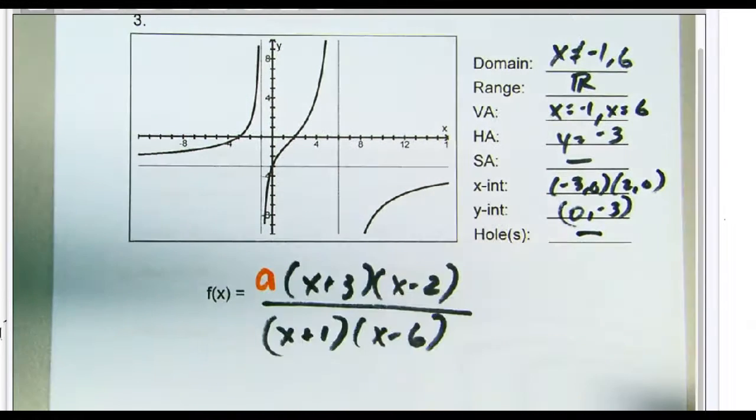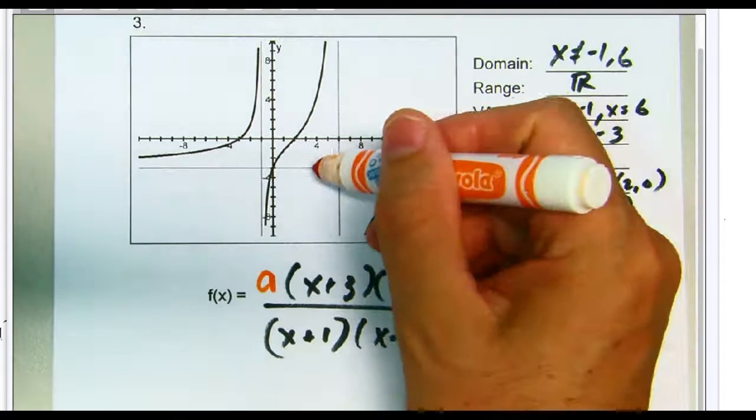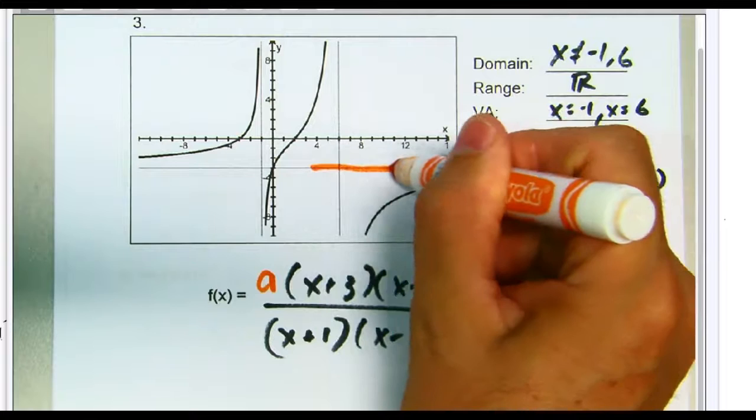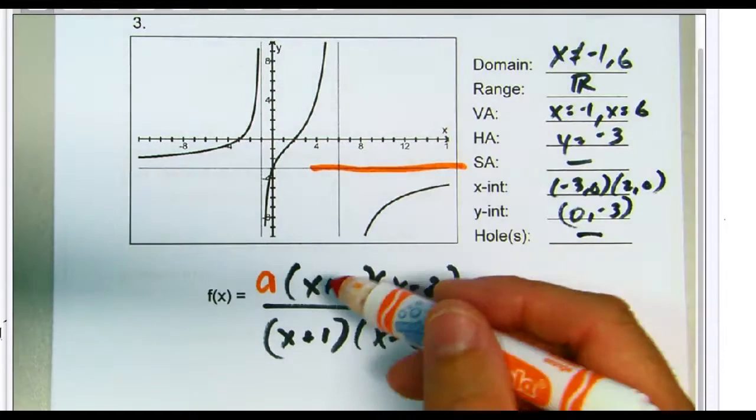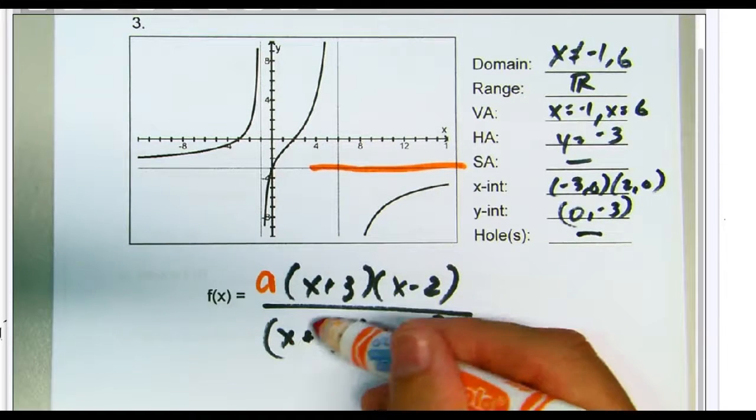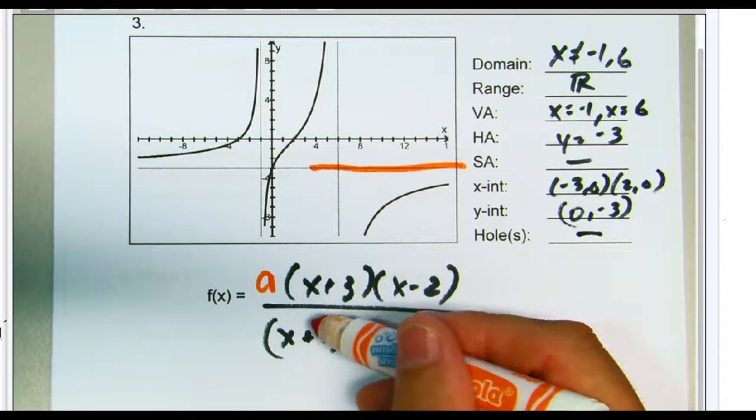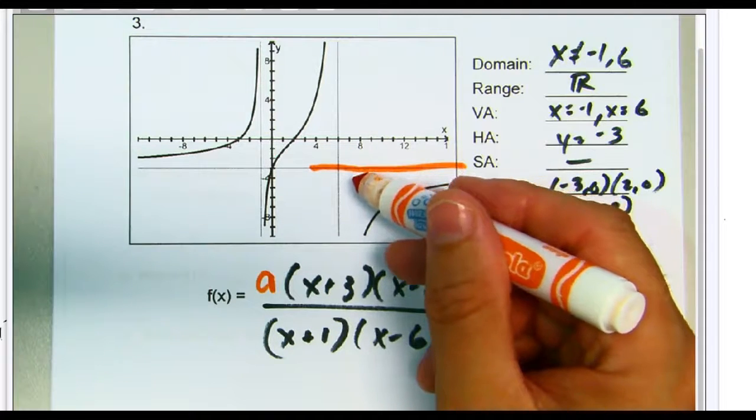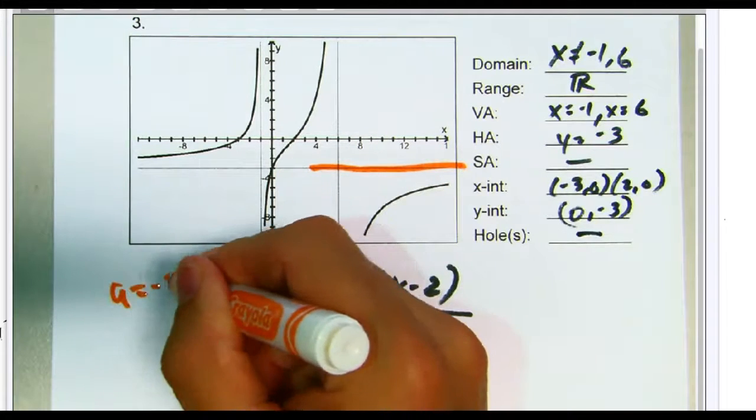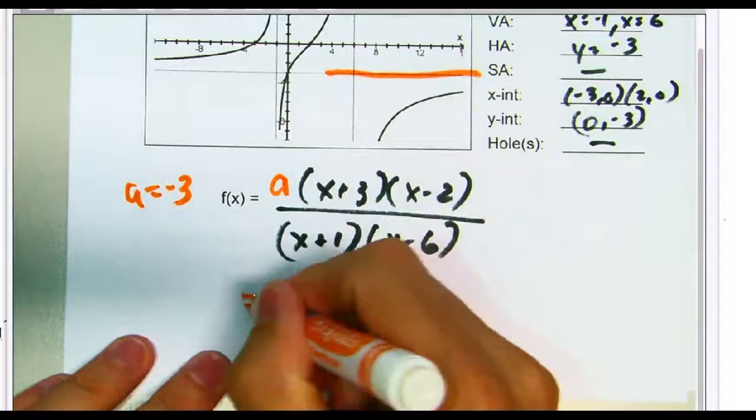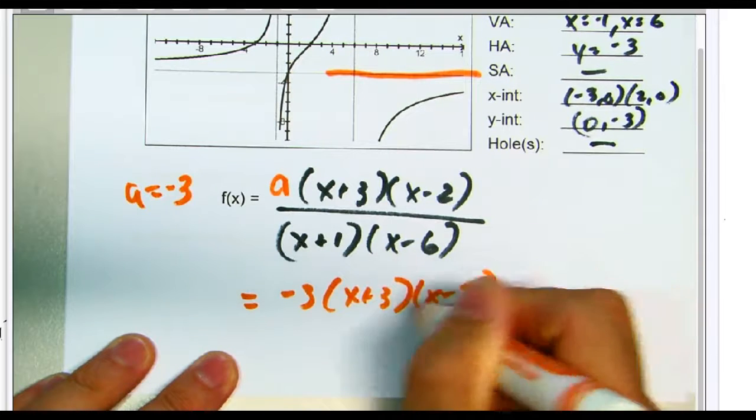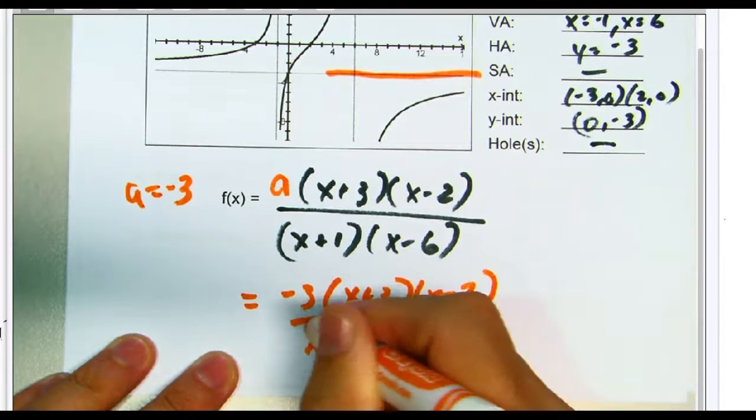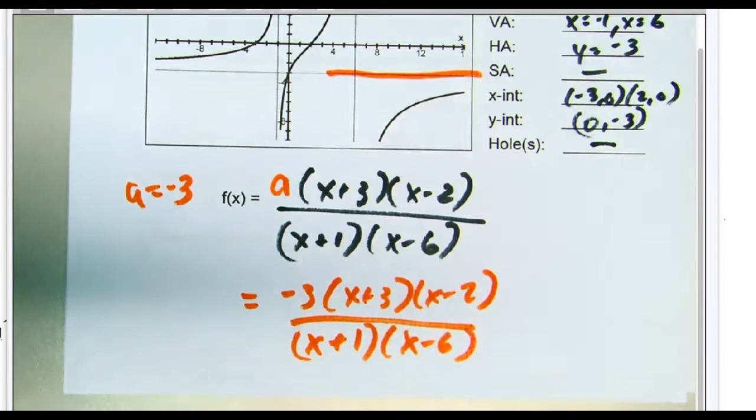Now the last thing we need to do is figure out what this leading coefficient is. Well, the shortcut way is to actually just look at this value right here. What's my horizontal asymptote? That will end up being my A value because I know that this is going to be some x squared over x squared. X squared over x squared equals 1, but I got to get to -3. So A has to equal -3. So in writing this in finality would be -3 times (x plus 3)(x minus 2), all over (x plus 1)(x minus 6).